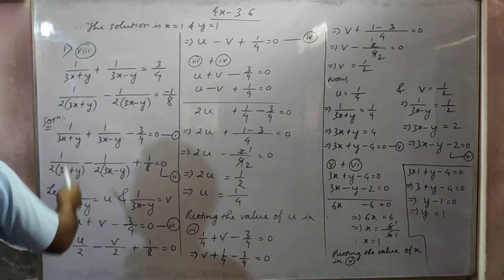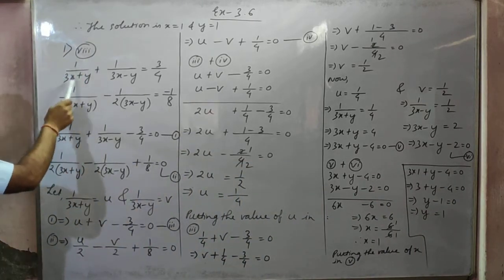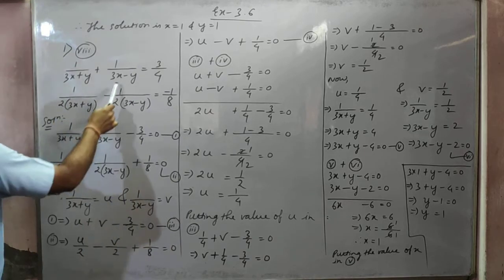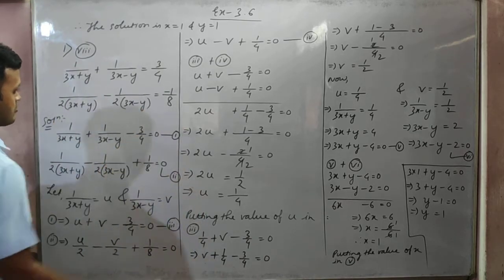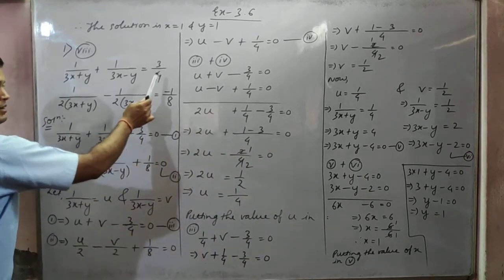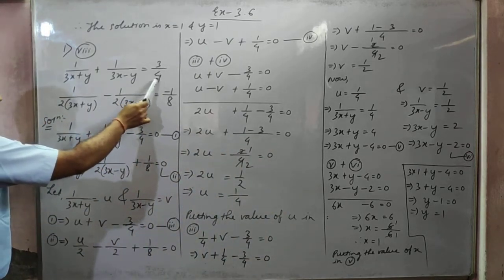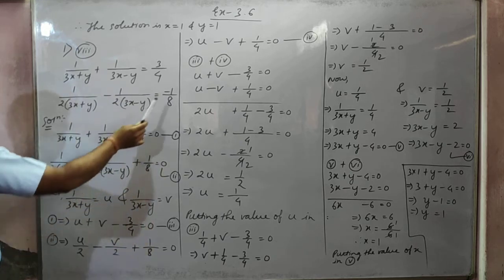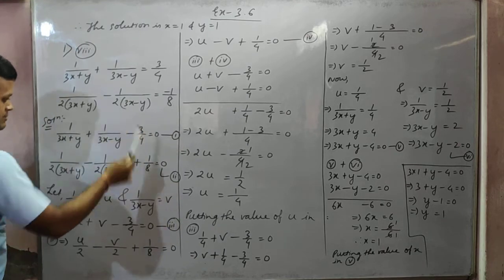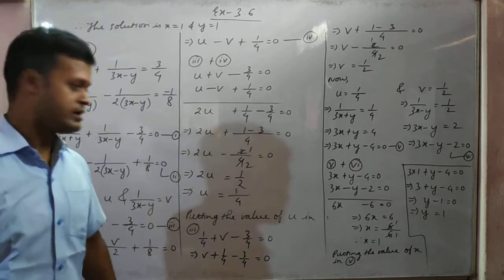Let us see. So number 8: 1 by 3x plus y plus 1 by 3x minus y is equal to 3 by 4, and 1 by 2 into 3x plus y minus 1 by 2 into 3x minus y is equal to minus 1 by 8. So students, 3 by 4 is here, you bring to the left hand side, mark it number 1. Minus 1 by 8 is here, bring it to the left hand side, it will become plus 1 by 8, mark it 2.